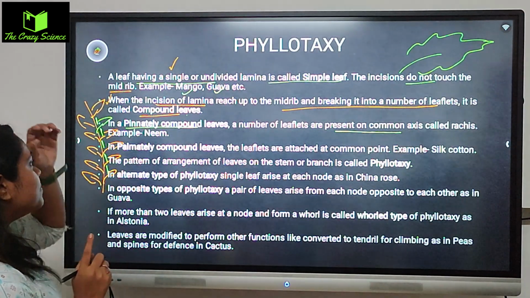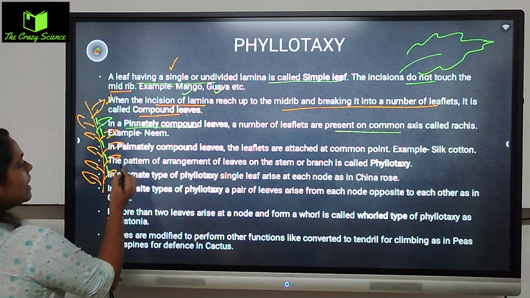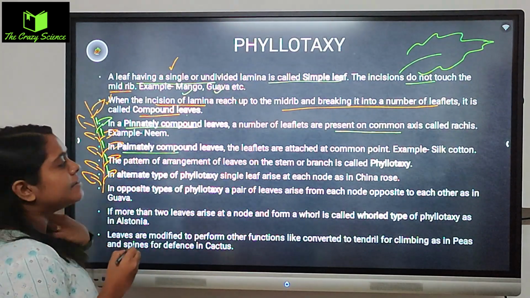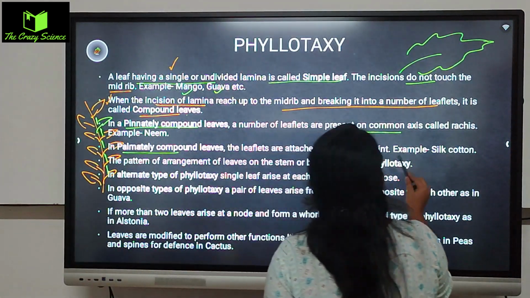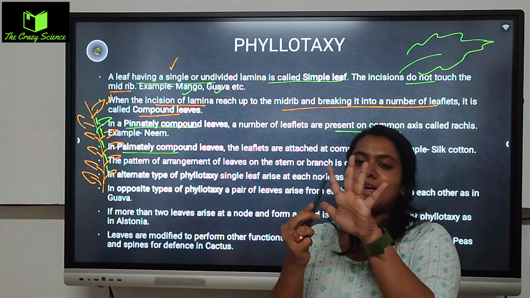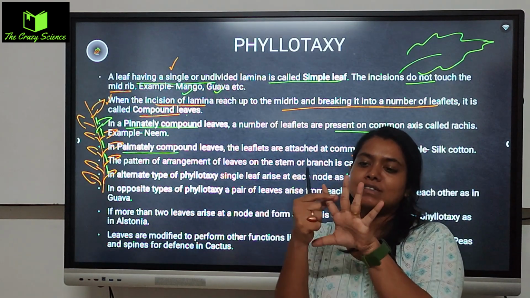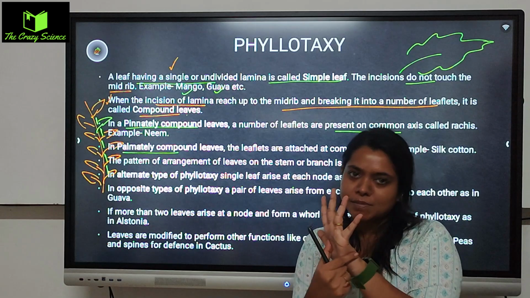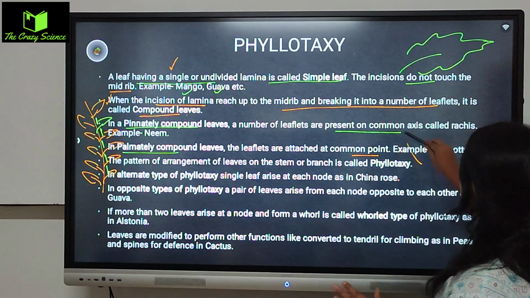We see pinnately compound leaves in the neem tree, and then there is palmately compound. Palmately means leaflets are attached to a common point, a palm-like structure. This is our palm and they are attached to the palm. These are the fingers, and these fingers are attached to the palm. This is called palmately. Just like this.